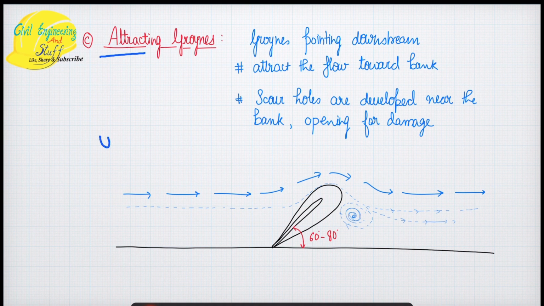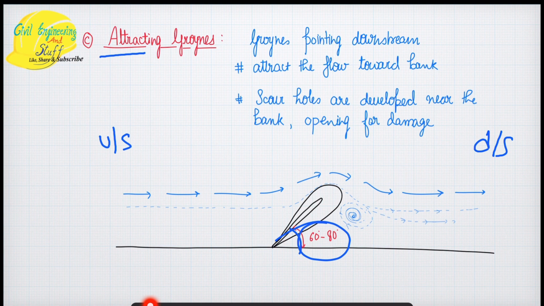Okay, so this is your upstream, this will be your downstream. The angle of inclination will be 60 to 80 degrees. Okay, so this is your attracting groyne. They attract towards the bank. Scour holes are developed near the bank, opening for the damage.